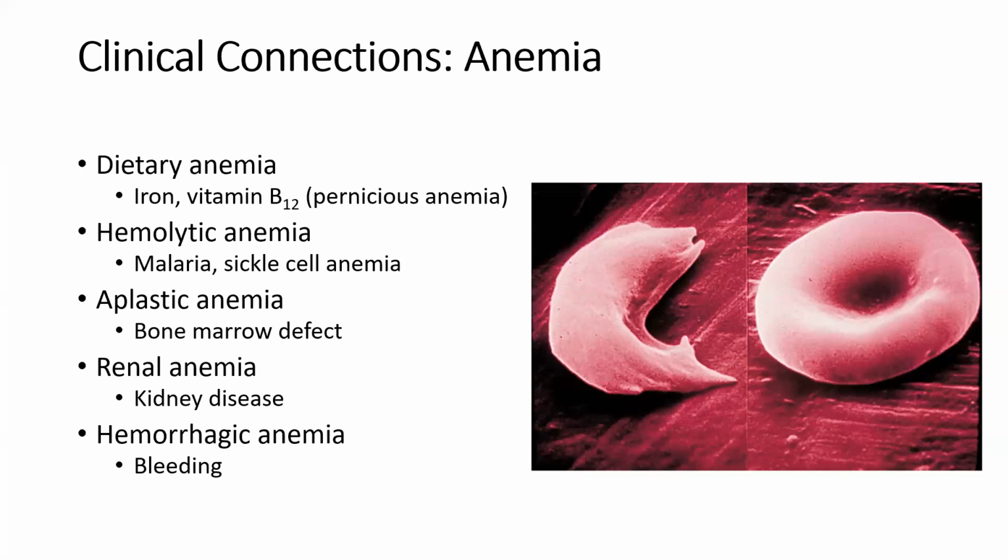So we can have not enough coming in the diet. They can be destroyed at a faster rate than they are produced. There can be toxic exposure to the bone marrow that decreases their production. There can also be damage to the kidneys that decreases the erythropoietin production. And then we can just simply be losing erythrocytes, again, faster than they can be produced via bleeding of some sort, usually happening from trauma or some type of injury.